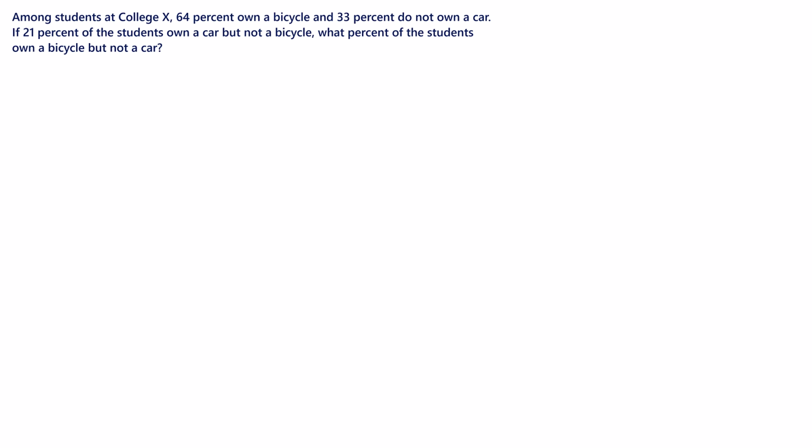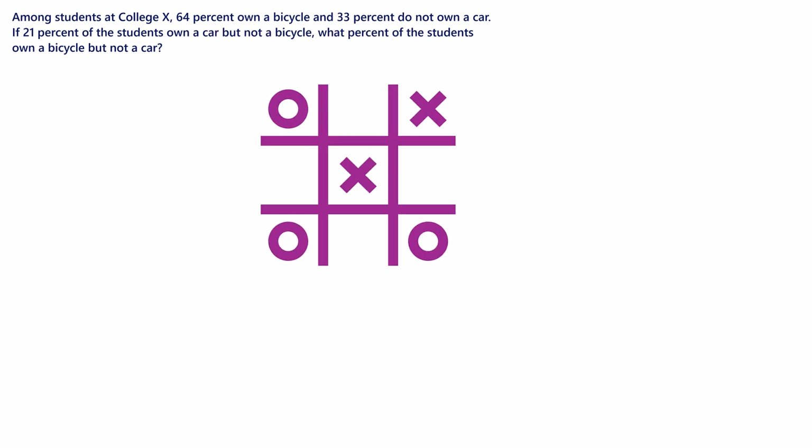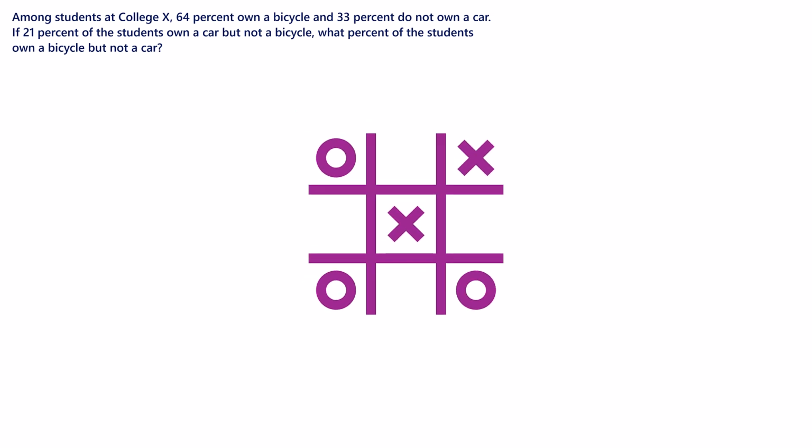In this video, I'm going to show you how a simple table, barely more complicated than a tic-tac-toe grid, can help you solve overlapping sets problems. This problem, which I've written in the style of a GMAT problem, concerns the students at College X and focuses on whether they own a bicycle and whether they own a car.